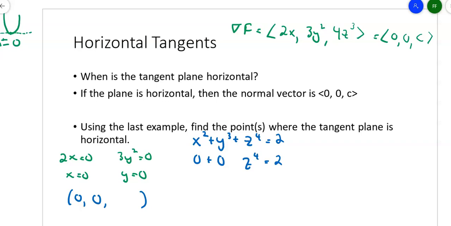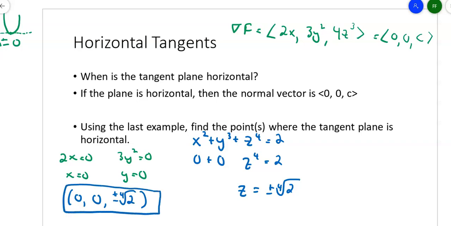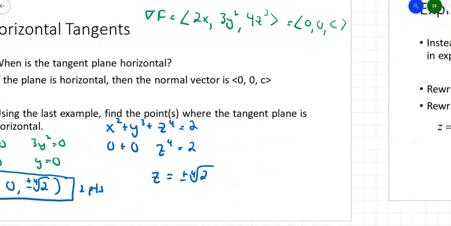When I take the fourth root of both sides, I'm going to end up with z equals plus or minus the fourth root of 2. So there's actually 2 points in here. One of them being 0, 0, fourth root of 2, the other being 0, 0, negative fourth root of 2. Those are the 2 points where the tangent plane is horizontal. Just like you can do horizontal tangents in 2 dimensions, you can do horizontal tangents in 3 dimensions.